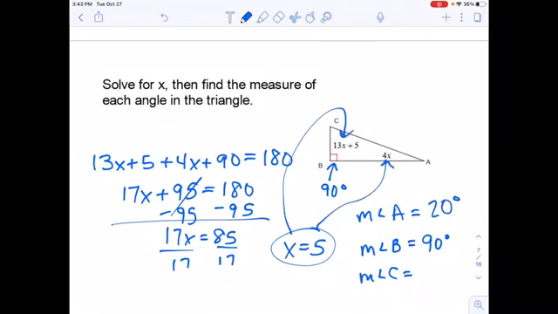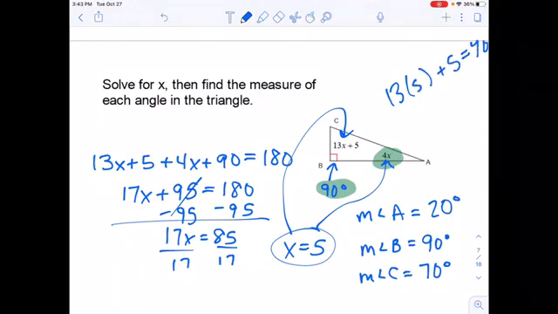That'll work every time. Or you can say, well, I know that 20 plus 90 has to then add with angle C to equal 180. 20 plus 90 is 110. 180 minus 110 has to equal 70. If you plugged x in, you would also see that 13 times 5 is 65 plus 5 equals 70 as well. So either way you solve, you'll still get the same solution for your answers.